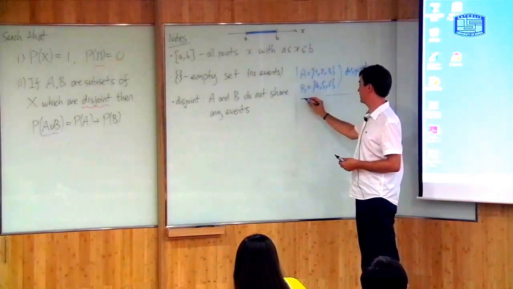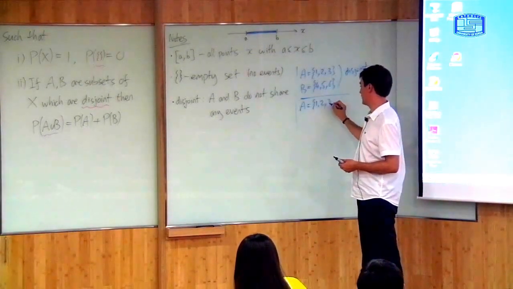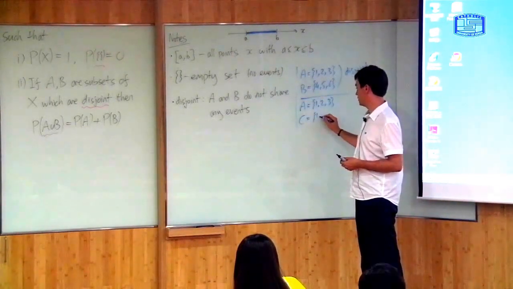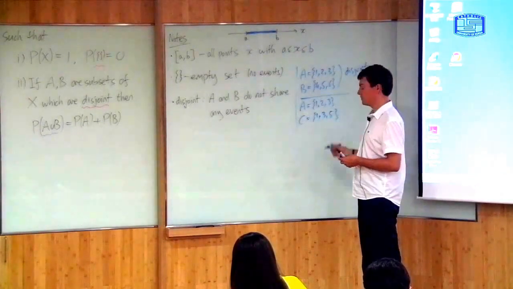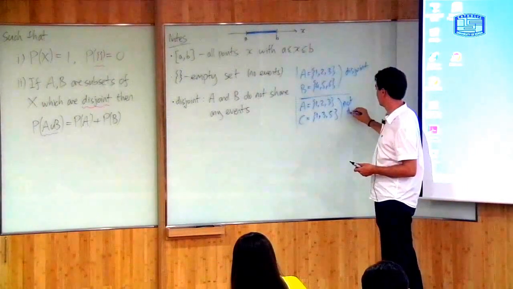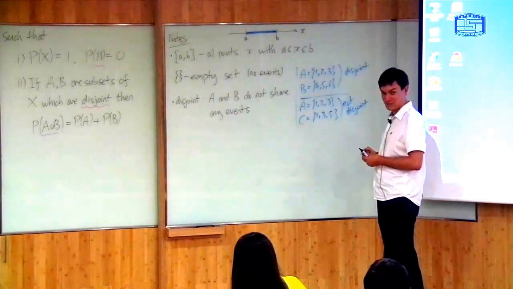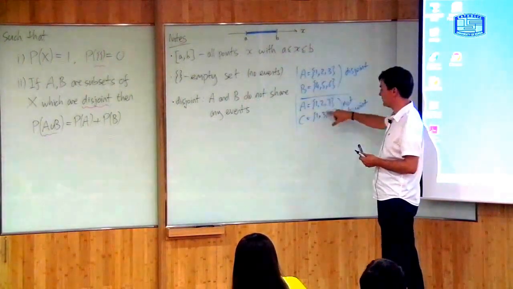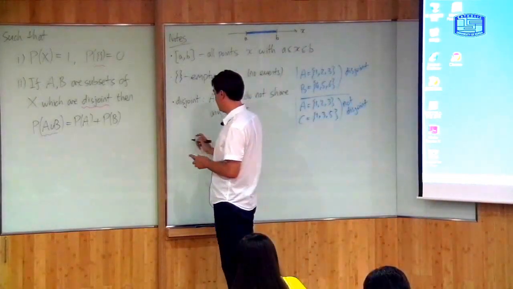However, if I had one set A, which is 1, 2, 3 again, and I've got another set C, which is 1, 3, 5, then these sets are not disjoint. They're not disjoint because they have some of the same elements. Both sets have 1 and both sets have 3.